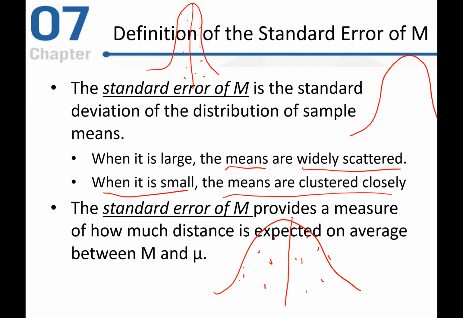And so the standard error of the mean is going to provide a measure of how much distance is expected on average between the sample mean and the population mean. When we did the standard deviation, it was a measure of how much distance is expected between a score and the population mean or the sample mean. But the standard error of the mean provides a measure of how much distance is expected on average between a sample mean and the population mean. So we're moving from scores to samples in this particular chapter.